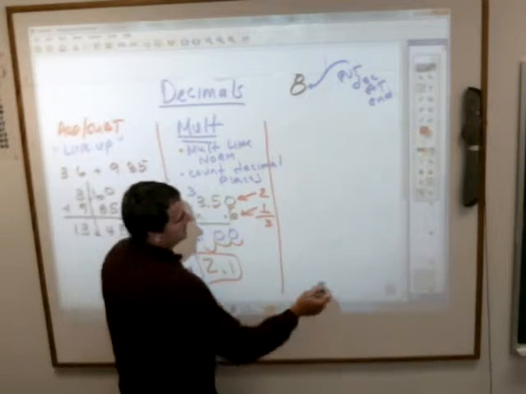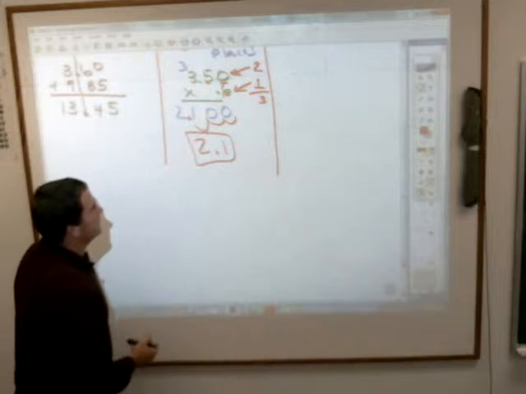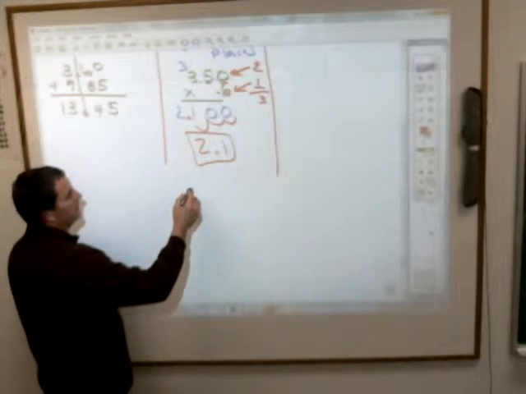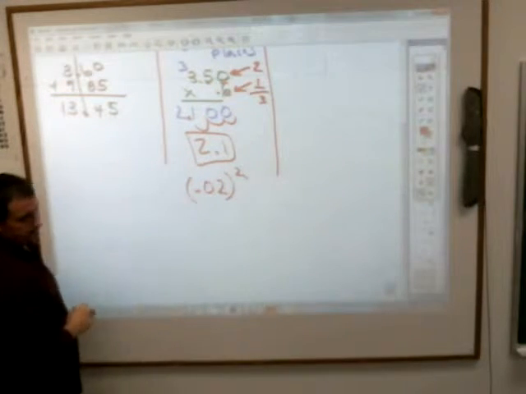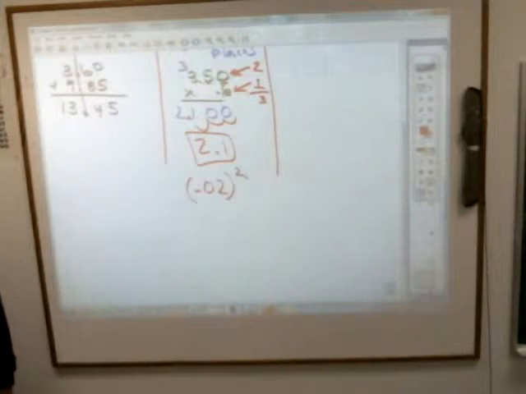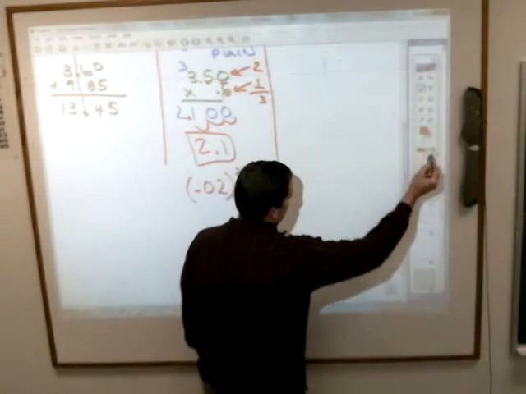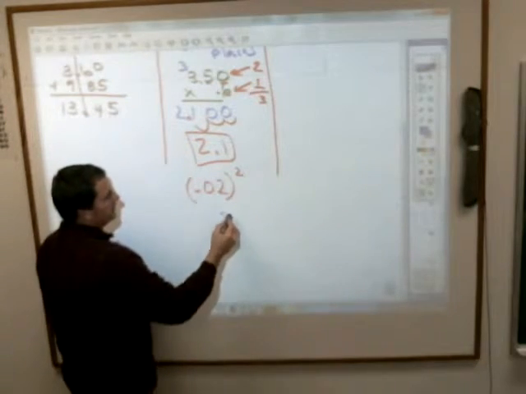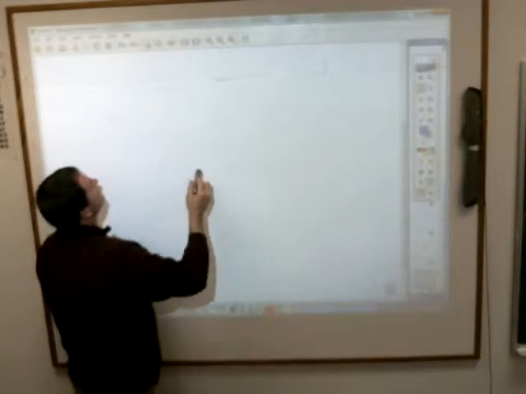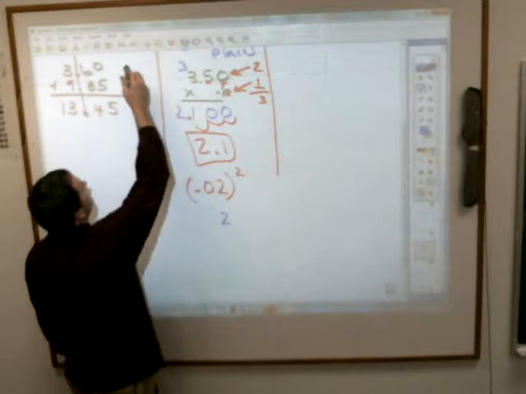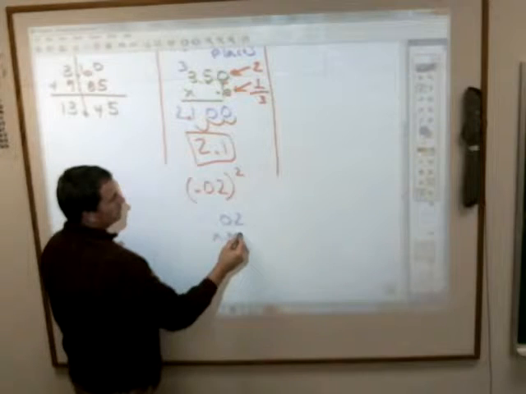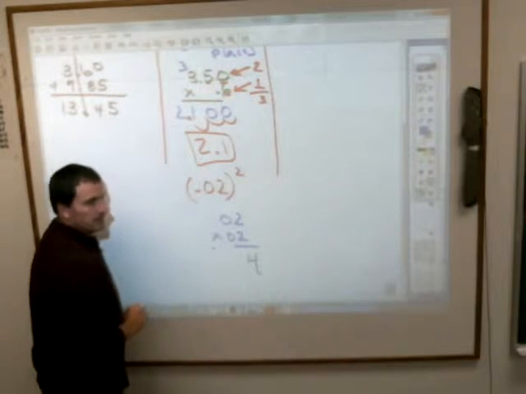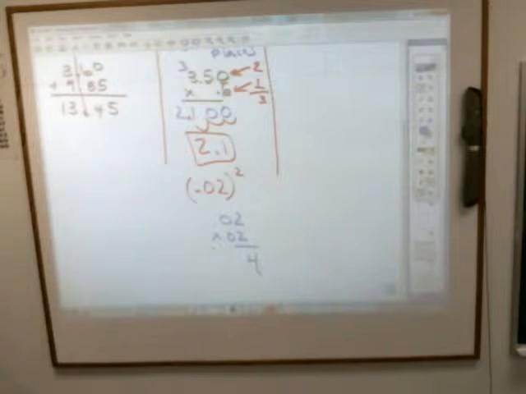Another example. Let's do one more since I got some space down here. 0.02 squared. Now people right off the bat will tell me the answer is 0.04 because 2 times 2 is 4, but that's not the answer. If you follow the simple rules we talked about, I need to multiply 0.02 times 0.02. 2 times 2 is 4, in fact. That's going to be the digit of my answer, but where does the decimal go?